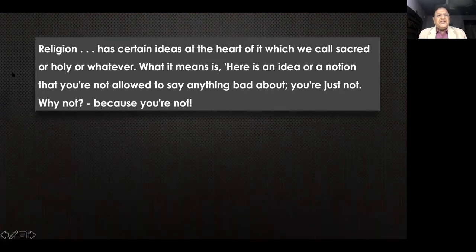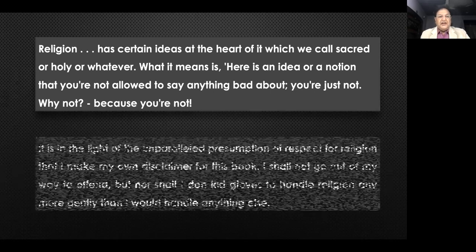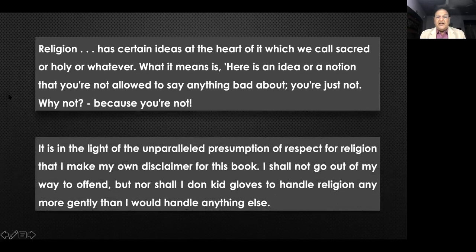So, he says in the preamble that religion has certain ideas at the heart of it, which we call sacred or holy or whatever. What it means is that here is an idea or a notion that you're not allowed to say something bad about. You're just not. Why not? Because you just cannot. And it is in the light of this unparalleled presumption of respect for religion that I make my own disclaimer for this book. I shall not go out of my way to offend, but nor shall I don kid gloves to handle religion any more gently than I would handle anything else. So this is one thing that is very clear before we start reading the book, about his handling of religion.